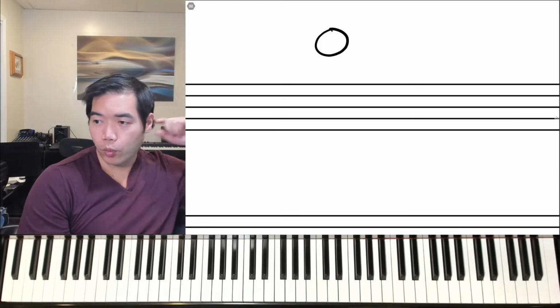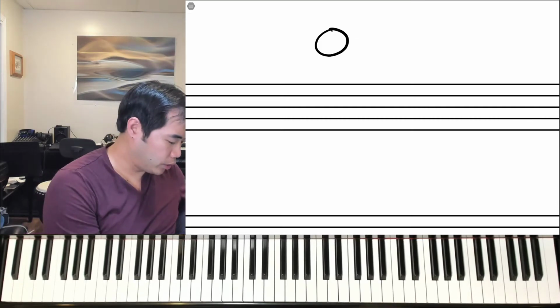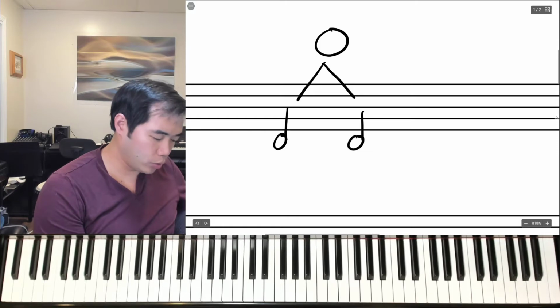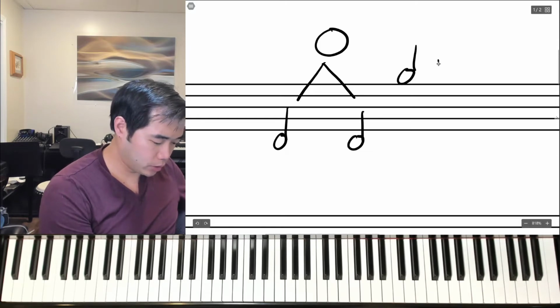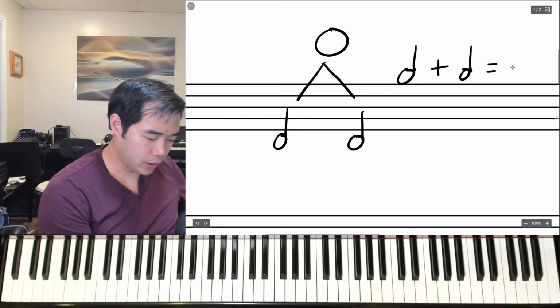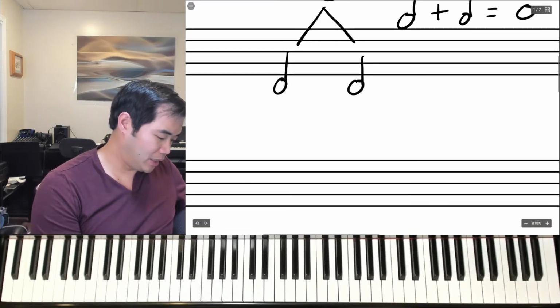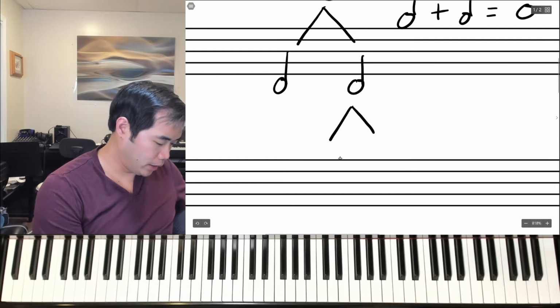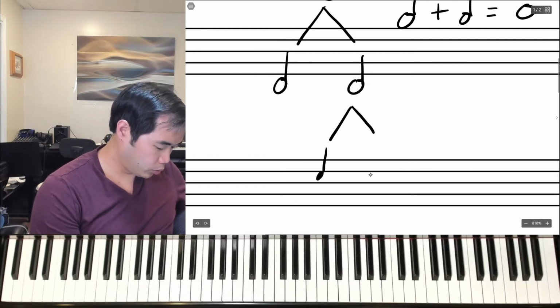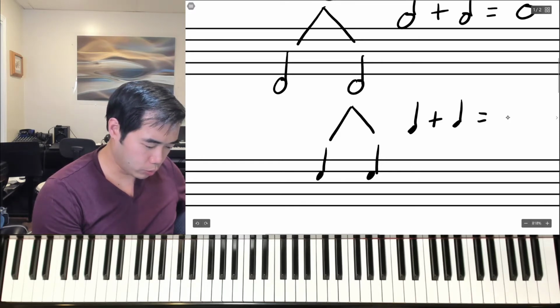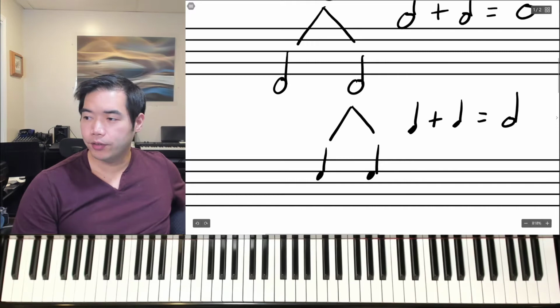And we had mentioned before that you can divide a whole note into two half notes. In other words, two half notes, one half note plus a half note, equals a whole note. And by the same token, you can divide a half note into two quarter notes. In other words, a quarter note plus a quarter note, two quarter notes, equals the length of a half note.